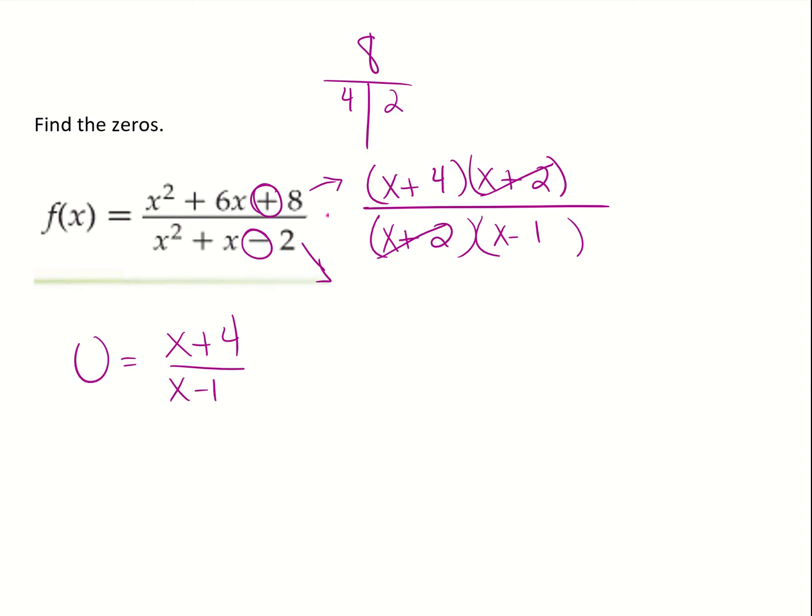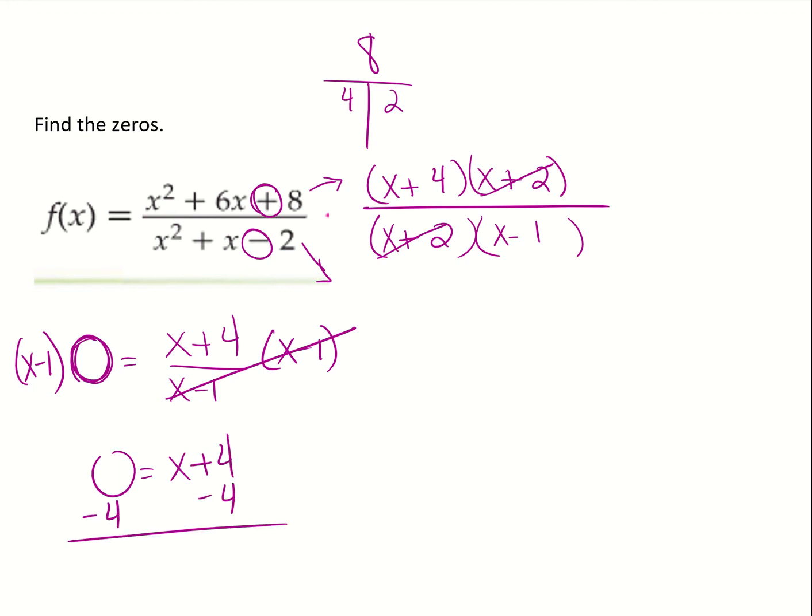Now I'm going to take both of these and ask, how could I solve this now? If I took this 0, how do I solve for x? I'm going to multiply this by x minus 1, and this by x minus 1. These cancel, and anytime we have 0 times anything, it's just 0. So I get 0 is equal to x plus 4. Then when I solve that, I subtract 4 from both sides, and I get negative 4 is equal to x.